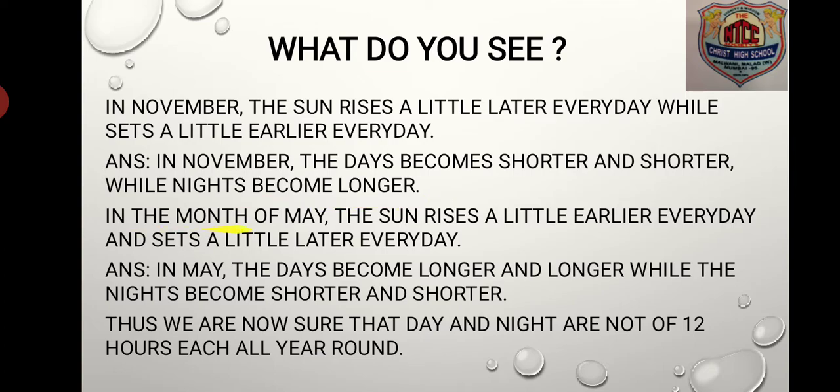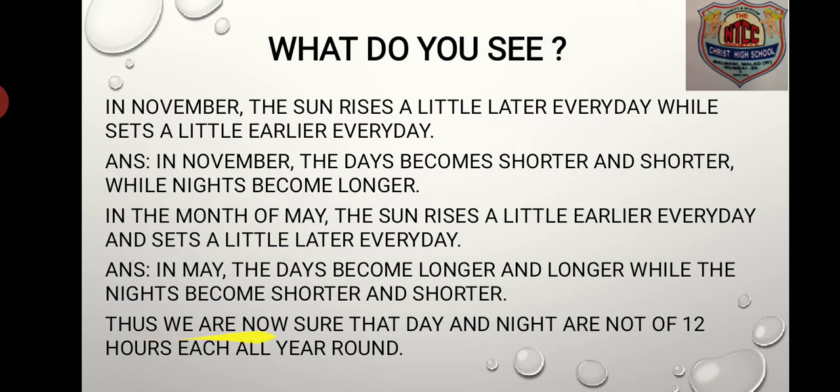Now in the month of May, the sun rises a little earlier every day. The sun rises early, means the morning will be a little early, है ना? When the sun rises, that time morning appears, right? So morning will appear early, sorry. When the sun rises early, the morning will also be early and the sun sets a little later every day. And night will be later. In May, the days become longer and longer, while the nights become shorter and shorter.